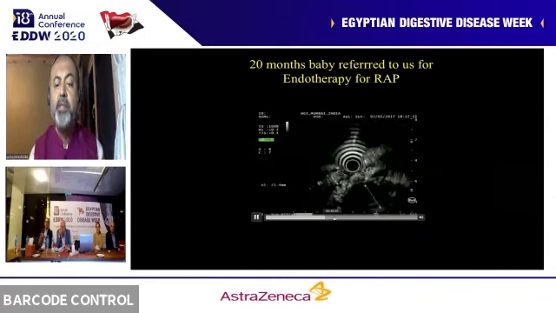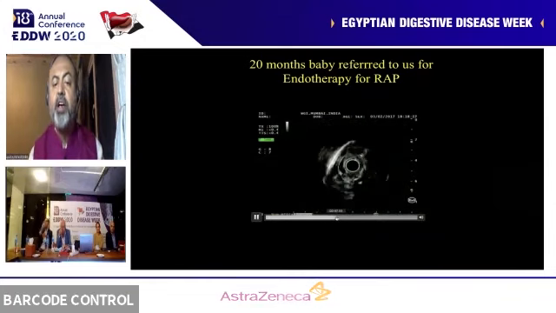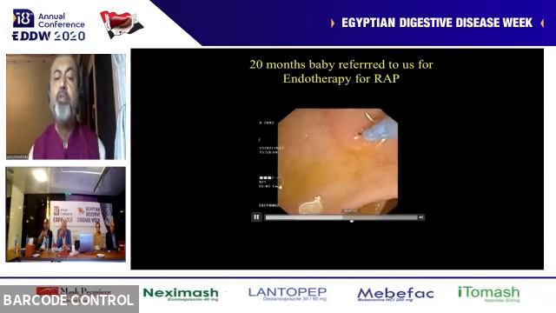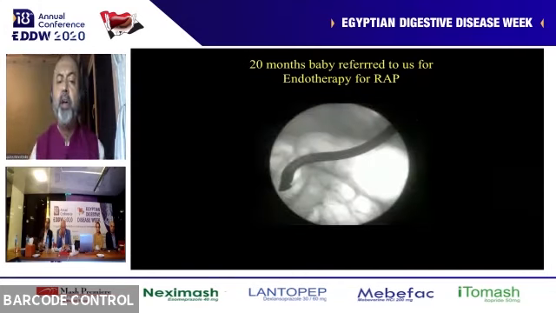This baby was 20 months old. There was a fluid collection. This is a normal size. Now I'm using a pediatric ERCP scope here because we do a lot of children's endotherapy routinely in our unit.